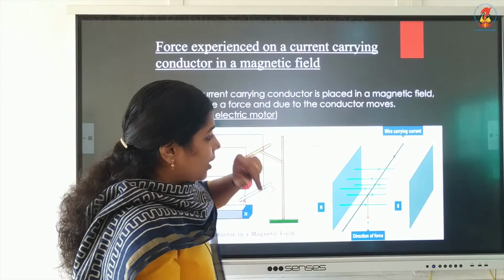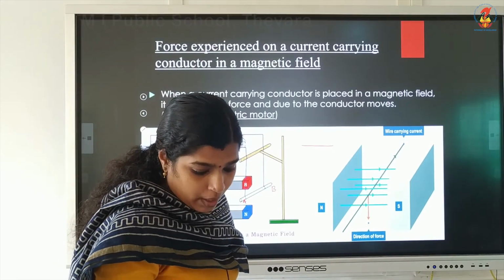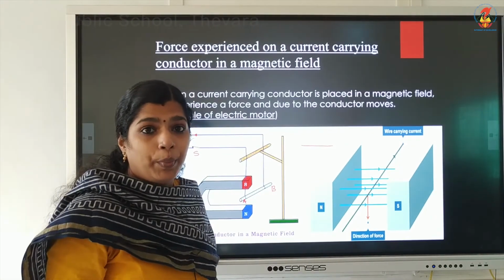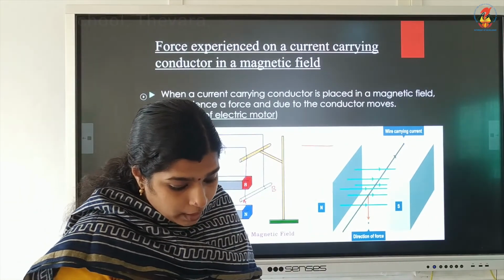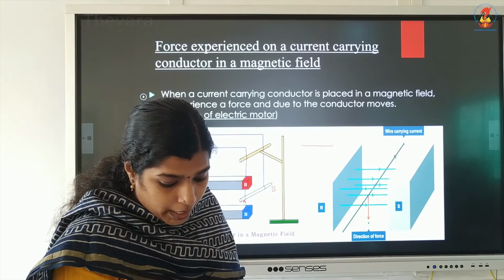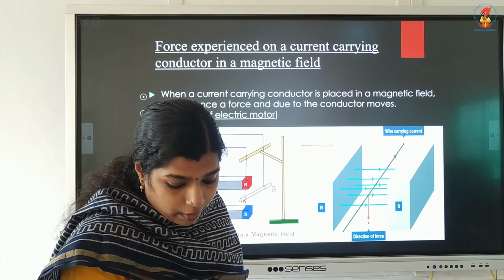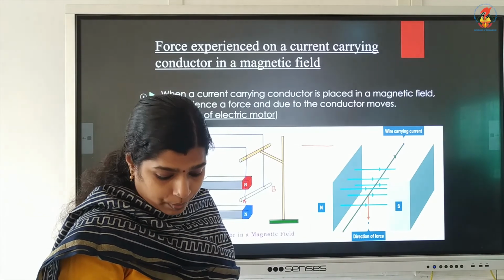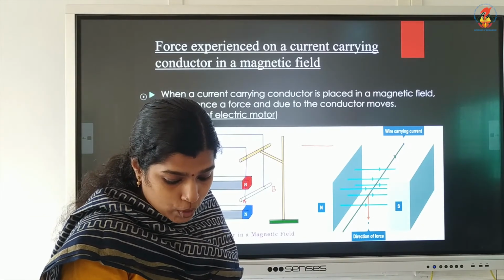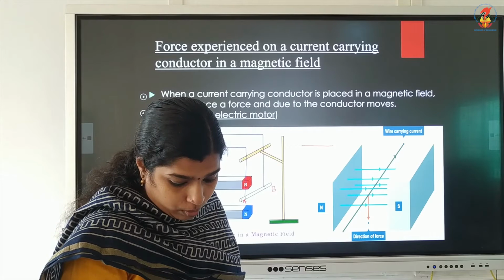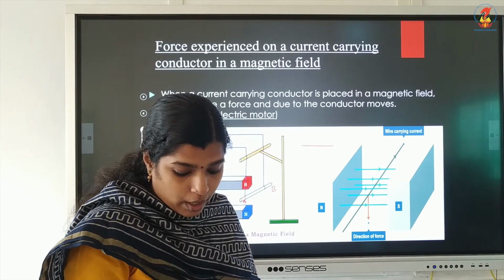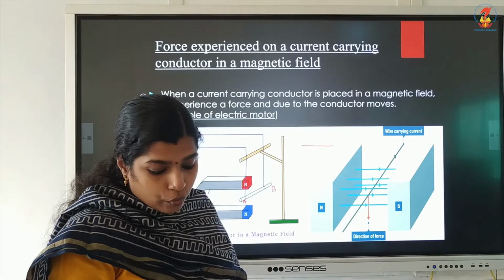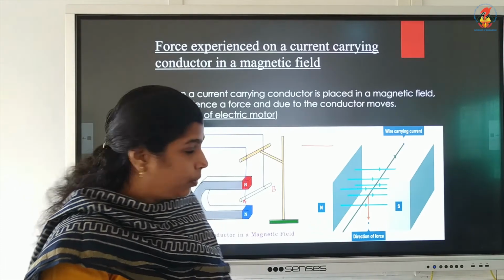Okay. A question is there in your textbook. Example 13.2. An electron enters a magnetic field at right angles to it, as shown in the figure. The direction of force acting on this electron, in which direction will the force be acting?